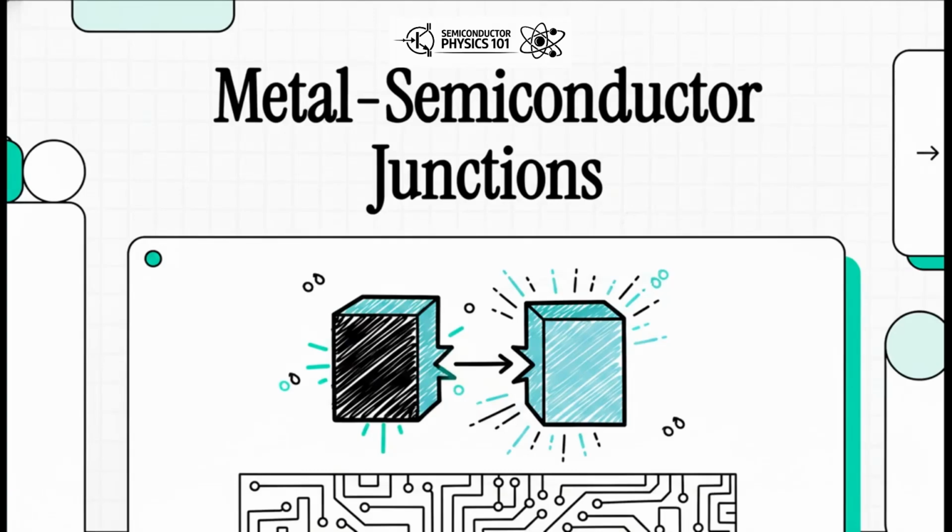So today, let's talk about something that sounds super basic but is actually at the heart of every single microchip out there. What really happens when you touch a piece of metal to a semiconductor? It seems simple, right? But that one connection can act in two completely different ways. And understanding that difference, well, that's the key to pretty much all of modern electronics.